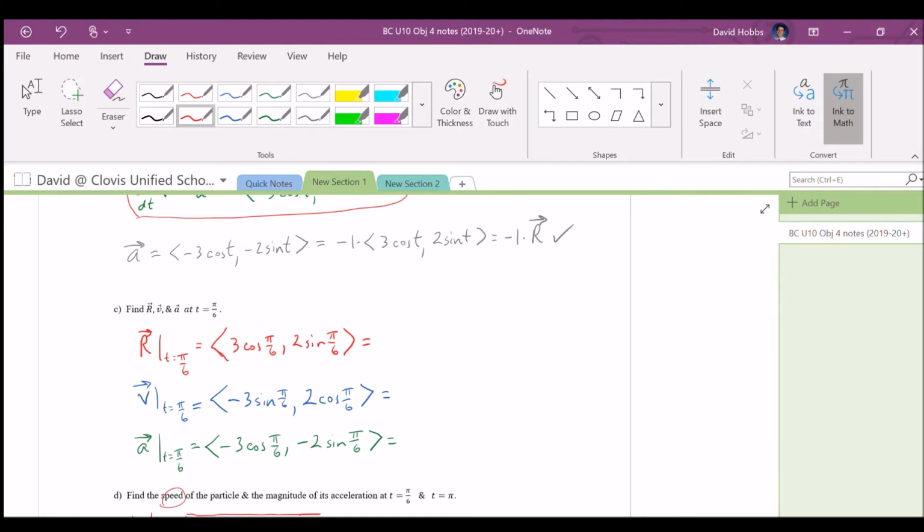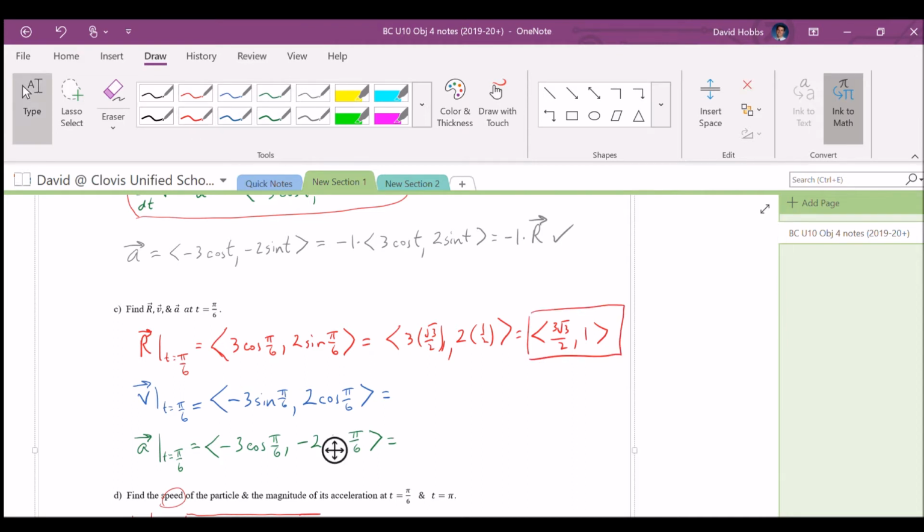Okay, so cosine pi over 6 is root 3 over 2, and sine of pi over 6 is 1/2. And so that would be 3 root 3 over 2, comma 1.